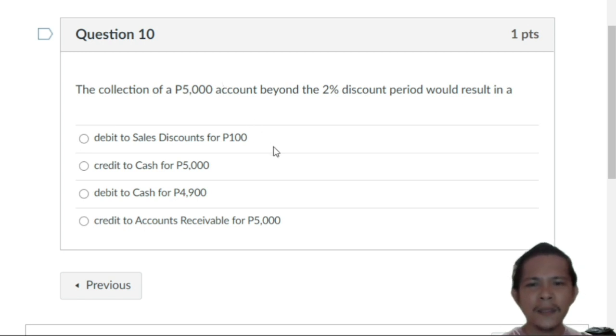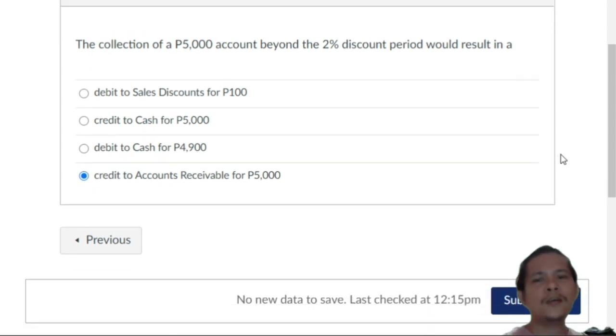Alin yan dito? Debit to sales discount, mali na yan. Credit to cash, mali din kasi collection dapat may natanggap ka. Debit to cash for 4,900. Wala nga tayong i-avail na discount ano kasi si customer hindi naman binayaran within. Ang term dito na beyond, ibig sabihin lagpas. So credit to accounts receivable for 5,000 pesos, that is your answer.